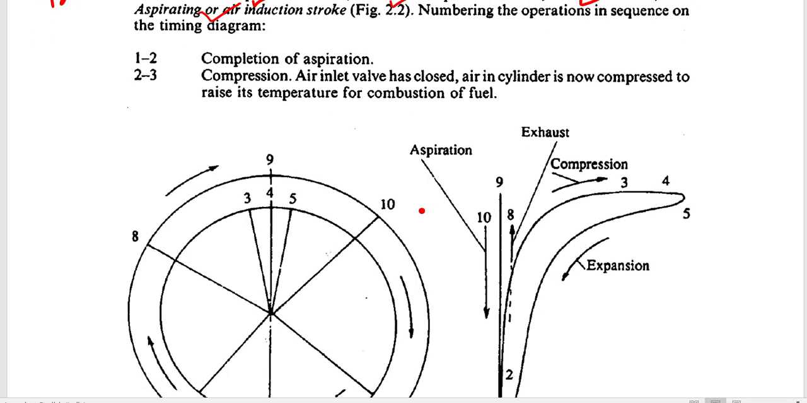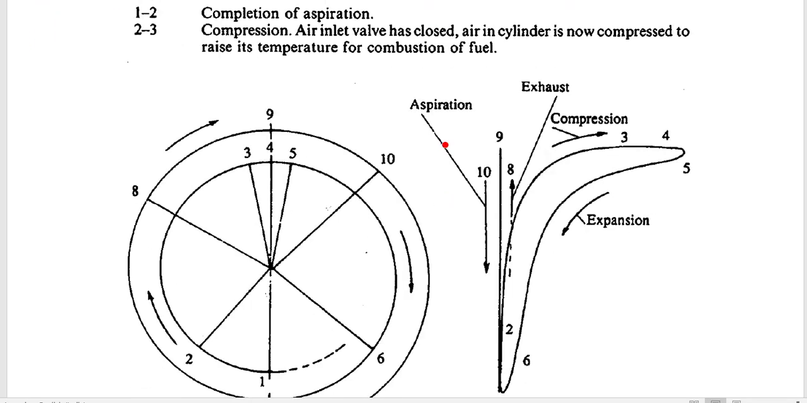So 1 to 2 you can see is the completion of aspiration. First of all, this is your 1. This is the BDC, and either 4 or 9 is the TDC. So this cycle goes on like this. 1 to 2 is the completion of aspiration, meaning up till here we are going to take the charge, so air will be inducted in this part.